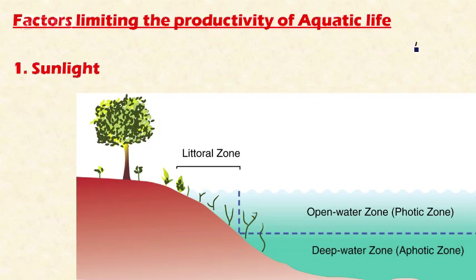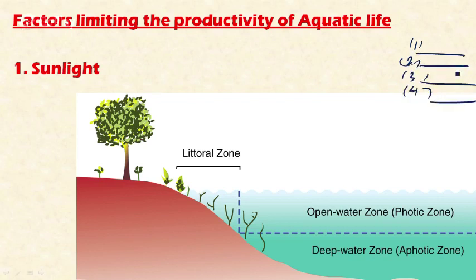This includes sunlight, temperature, transparency, and dissolved oxygen. These are all the important four factors which limit the productivity of the aquatic life. Okay, the sunlight is the major source for the phytoplanktons to grow.